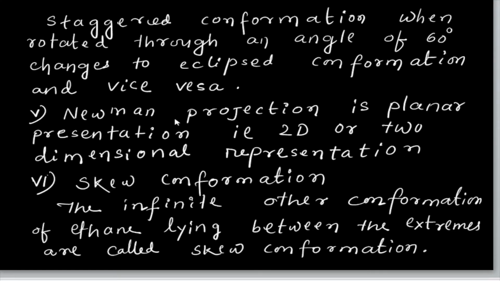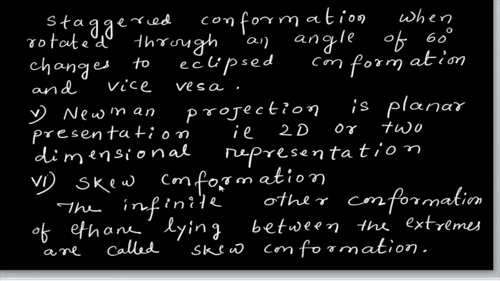Yes, here the staggered conformation can change to the eclipsed conformation by a rotation of 60 degrees, because already it is far away, and when it changes to eclipsed, that means 60 degree rotation. Newman projection is a planar projection, that is a 2D structure. Newman projection is not a space, 3D structure. It is a planar, two-dimensional representation.